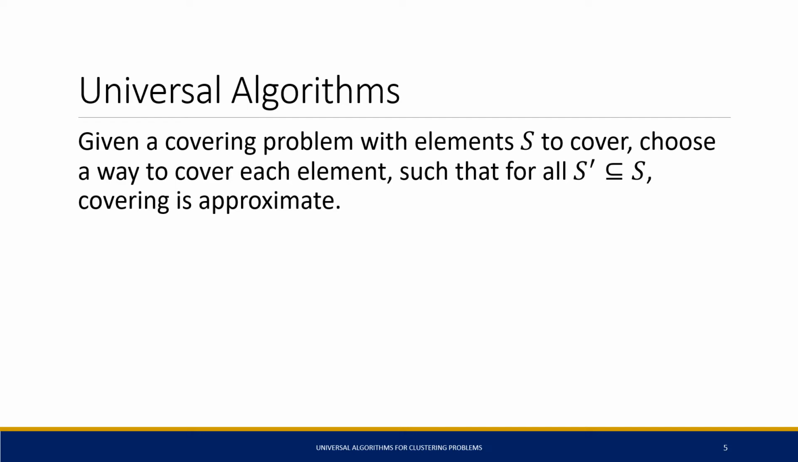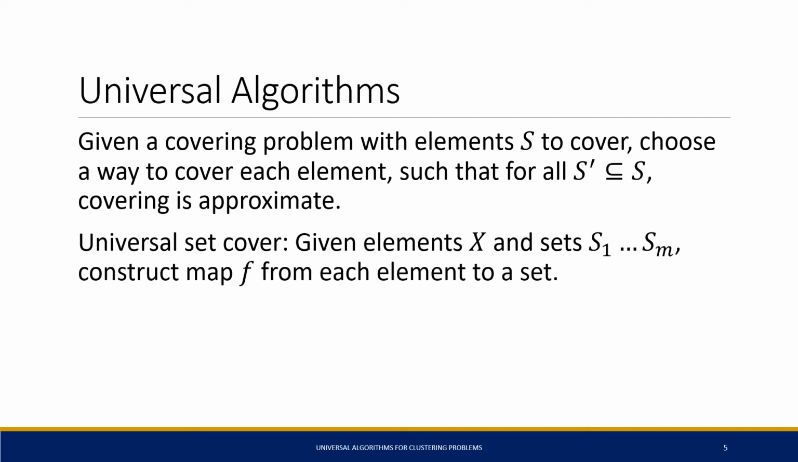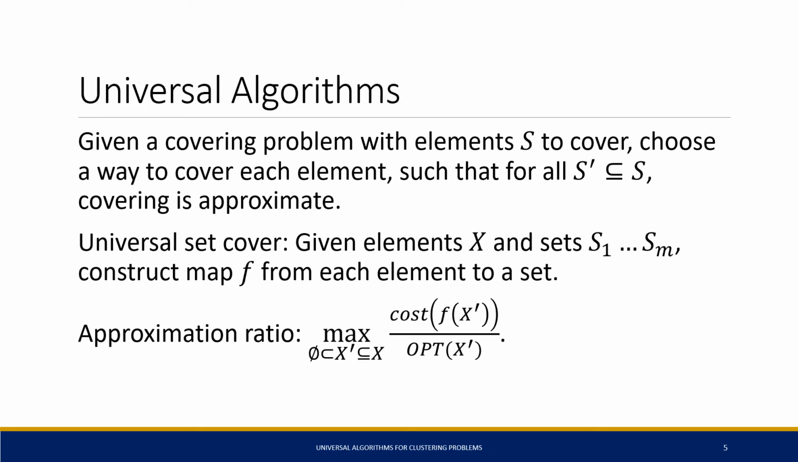Maybe to make this more concrete and easy to understand, let's consider one of the more famous universal algorithm problems, which is universal set cover. In universal set cover, we're given the elements X and then the sets that can cover these elements, S1 to Sm. Our solution is going to be a map from each element to one of the sets covering it. Then we'll evaluate how good our solution is by the approximation ratio, which is defined as: we look at the maximum over all possible subsets of the elements X, and we look at the ratio of the cost of the sets that we map these elements to over the cost of the optimal solution for these sets.